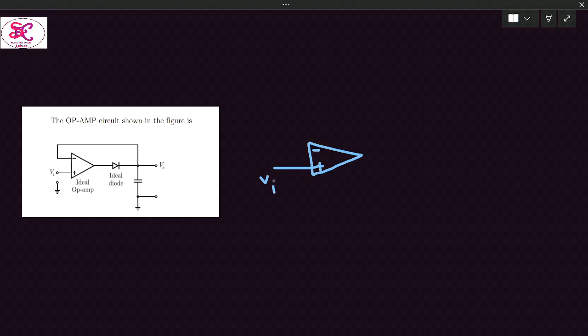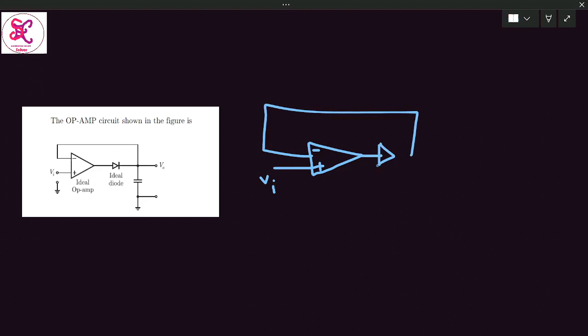Here, we have to find out the type of circuit: operational amplifier, inverting terminal, non-inverting terminal. Input is applied at the non-inverting terminal. This is the feedback in between, with a diode, and the output capacitor. This is the output voltage. Say diode D.